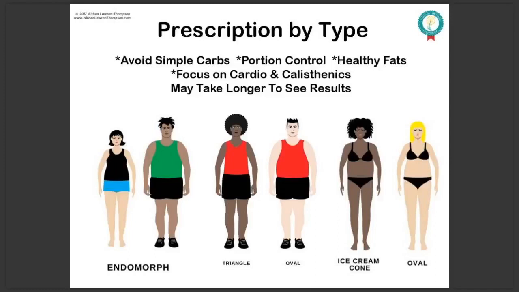So the endomorph is the person who carries their weight through their midsection. I'm going to tell you that this is the body type where it takes the longest to see results. In a mesomorph and an ectomorph, and all of the variations within those two categories, losing is easy. Gaining for an ectomorph is hard. For an endomorph, it's the complete opposite. Losing is very hard. Gaining is very easy.